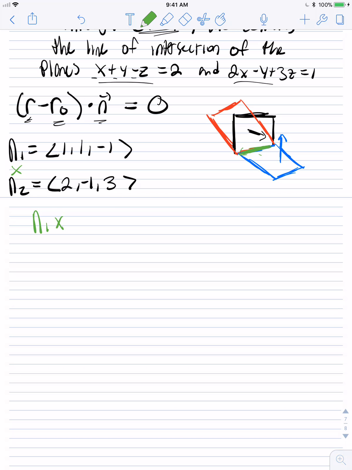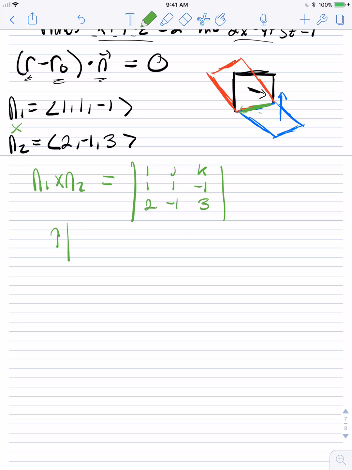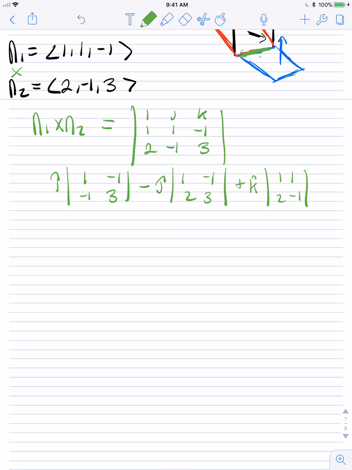So we got n1 cross n2, which is equal to, I'll do i, j, and k. So we got 1, 1, -1, 2, -1, 3. So pulling out our i component, we got the determinant of (1, -1; -1, 3), minus j, which is (1, -1; 2, 3), plus k, (1, 1; 2, -1). So doing our cross product, we get 1 times 3, which is 3, -1 times -1, which is positive 1, but we're subtracting them. So we get 2i. Do the same thing for the j. We get 1 times 3 is 3, 2 times -1 is -2. But we have to subtract them, so 3 minus a negative 2 is a positive 5. But we have this negative here, so it's -5j hat.